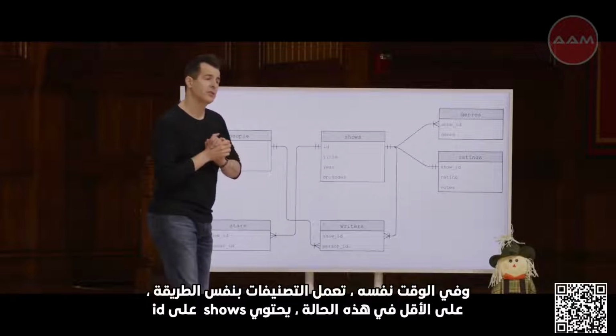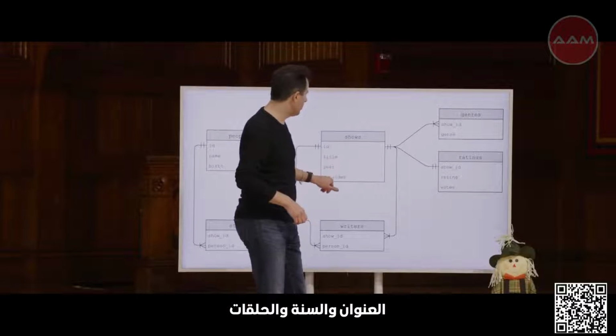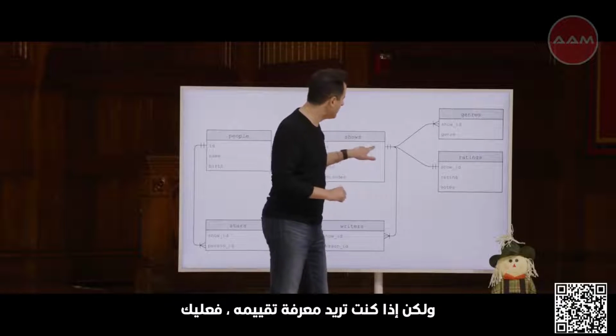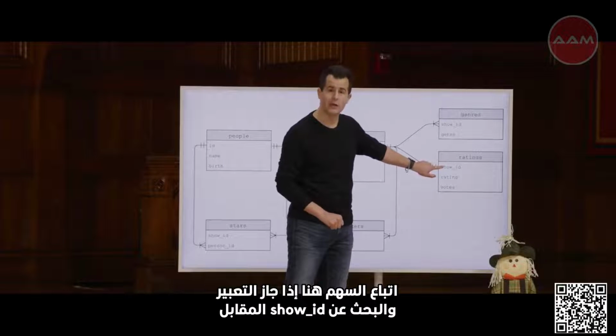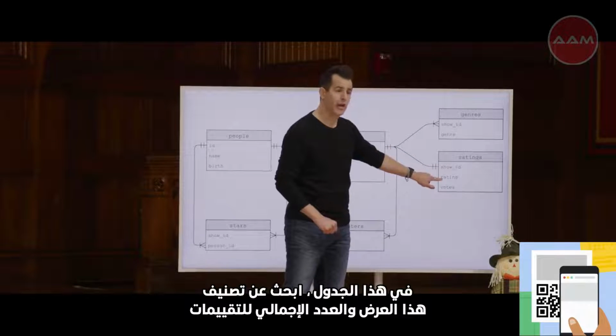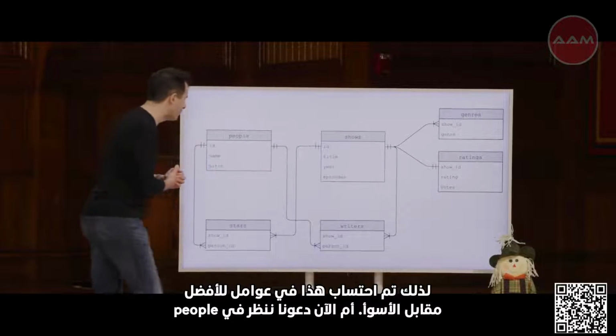Meanwhile, ratings work the same way, at least in this case. A show has ID, title, year, and episodes. But if you want to figure out its rating, you have to kind of follow the arrow here, so to speak, and look up the corresponding show ID in this table, find the rating of that show, and the total number of ratings. So that's been factored out too, for better or for worse.